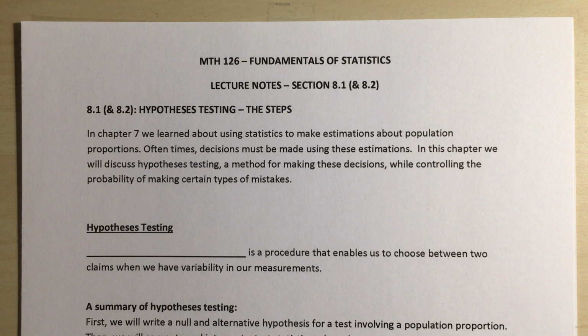So in Chapter 7, we learned about using statistics to make estimations about population parameters and population proportions. Oftentimes, decisions must be made using these estimations. In this chapter, we're going to discuss hypothesis testing, which is a method for making these decisions while controlling the probability of making certain types of mistakes. So in this first section, we're going to look at our hypothesis testing process, and we're going to focus on some different things about each of our different steps.